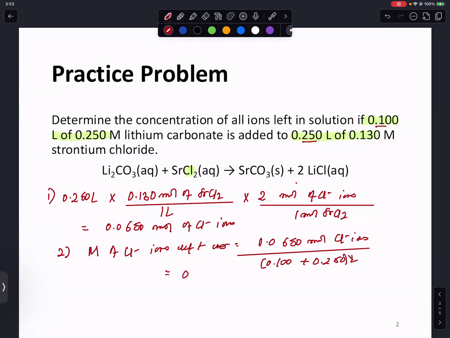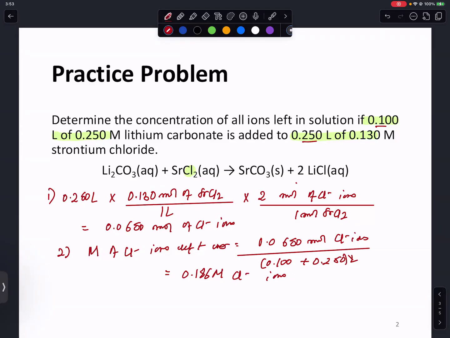And this should give me 0.186 molar chloride ions. Now we have done these ions, which are the spectator ions. Now it's time for us to determine the limiting and the excess. The limiting will be 0, and then for the excess, we'll have to calculate the molarity of it.